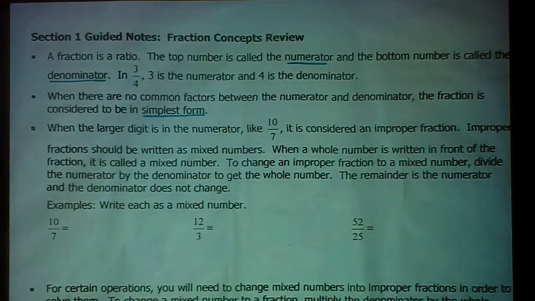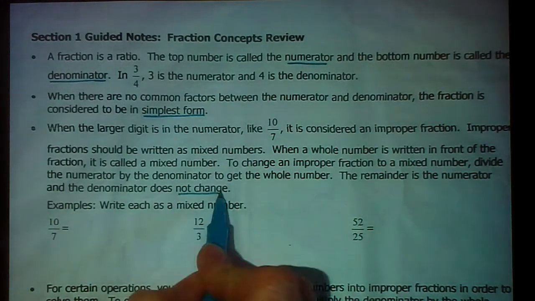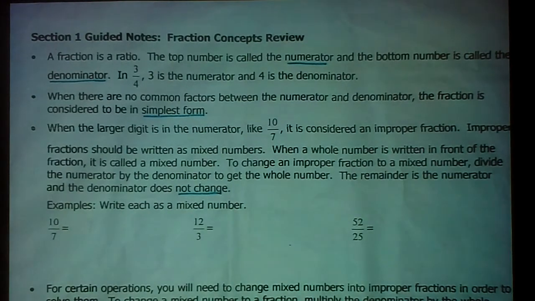When the larger digit is in the numerator, like 10/7, it is considered an improper fraction. Improper fractions should be written as mixed numbers. When a whole number is written in front of the fraction, it is called a mixed number. To change an improper fraction to a mixed number, you simply divide the numerator by the denominator to get the whole number. The remainder is the numerator, and the denominator does not change. Very important.